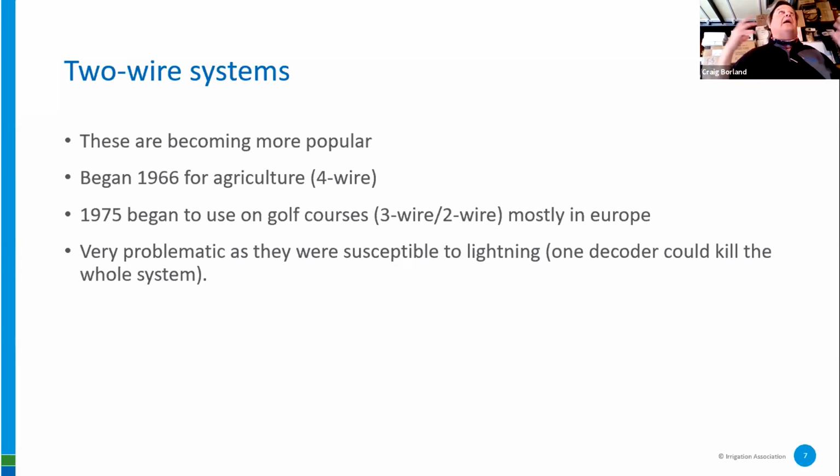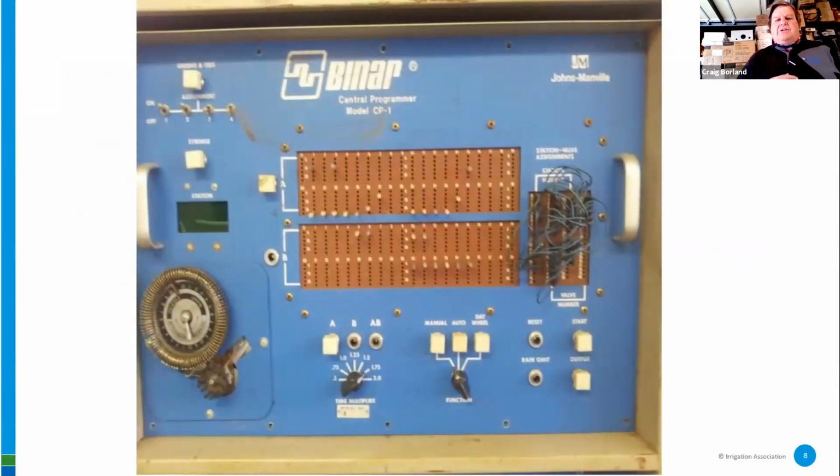Now, we have found a way not to have to go through that, and we'll talk about that some more as we proceed. So here is a great photograph of one of the original units I've encountered. This one dates back to 1966, as I said, and it's a mechanical clock.